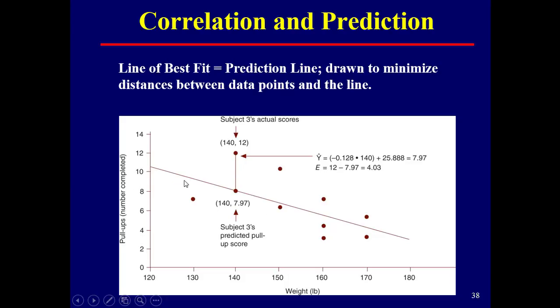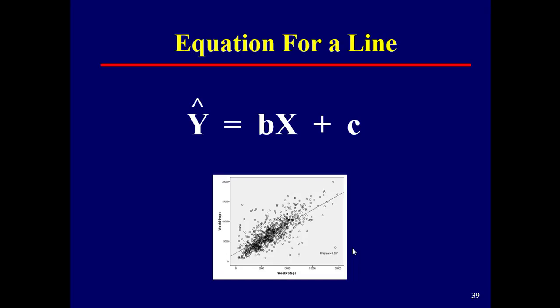This line of best fit that we call the prediction line, it's also called the regression line, is drawn to minimize the distance between the data points and the line. You can see that I could have drawn a number of lines on this scatter plot, but this particular line is called the line of best fit because it minimizes the distance of the points to the line.